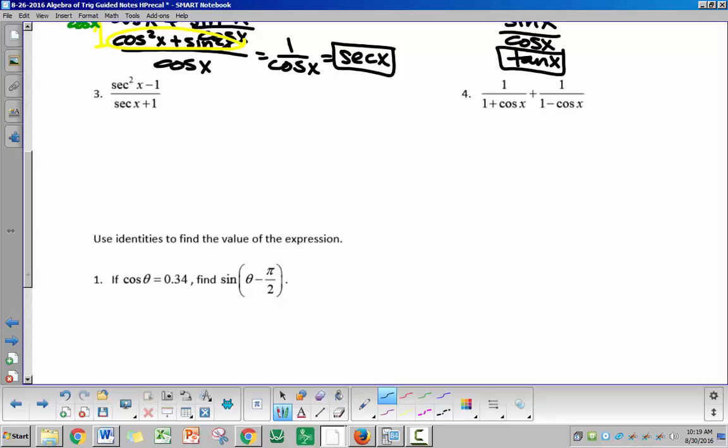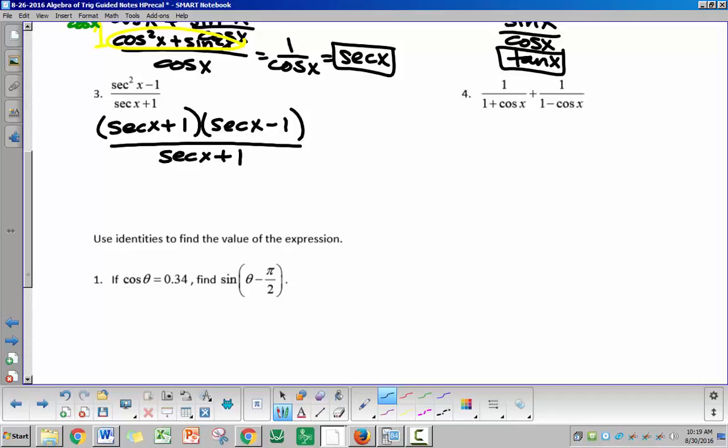So what can we do? We can say the top is going to be secant x plus 1 times secant x minus 1. It doesn't matter if you put the plus or the minus first, you know, it's multiplication. Over secant x plus 1, and then cancel the secant x plus 1 and the secant x plus 1 in the denominator, and we get secant x minus 1.